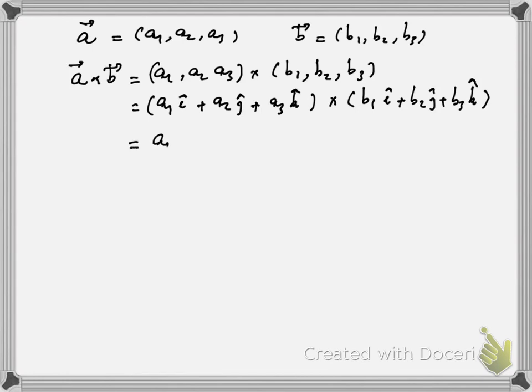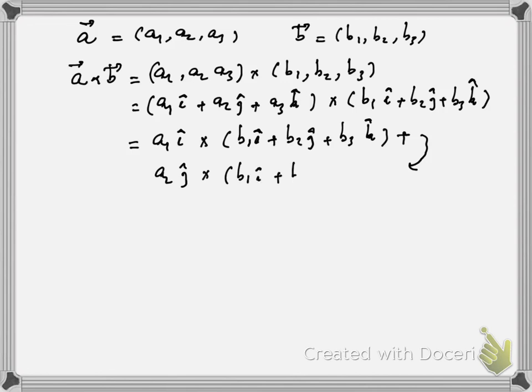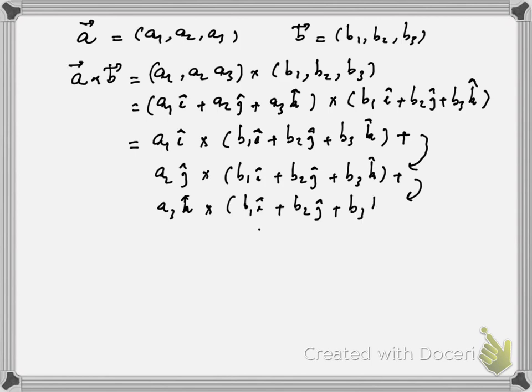Now it can be written as A1 I cap cross second vector B1 I cap plus B2 j cap plus B3 k cap, plus A2 j cap cross B1 I cap plus B2 j cap plus B3 k cap, plus third component A3 k cap cross B1 I cap plus B2 j cap plus B3 k cap.